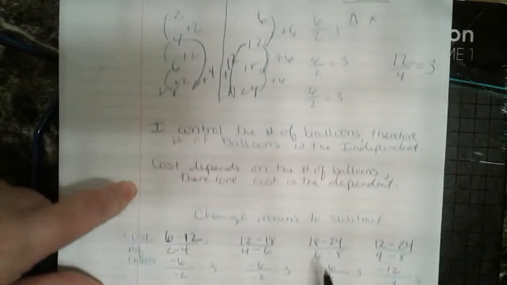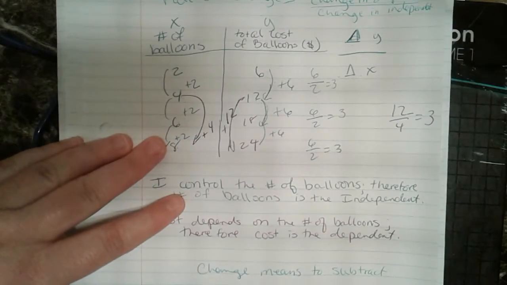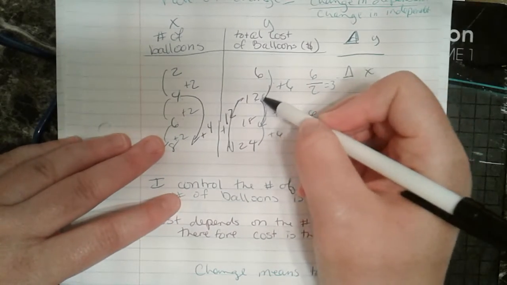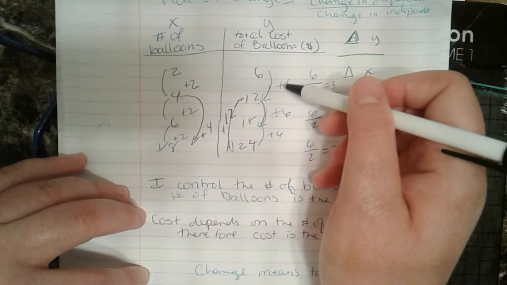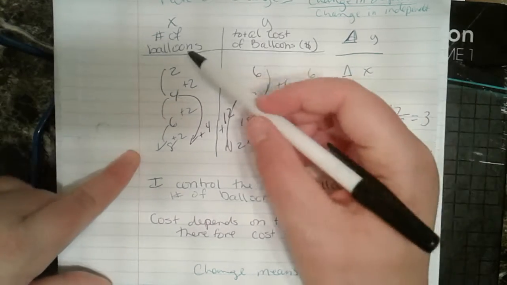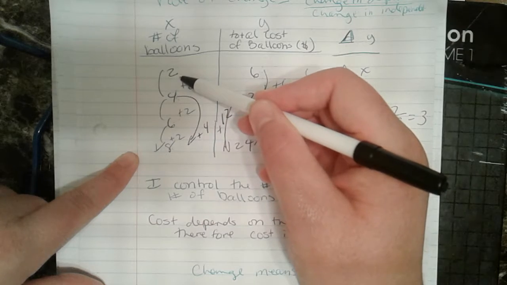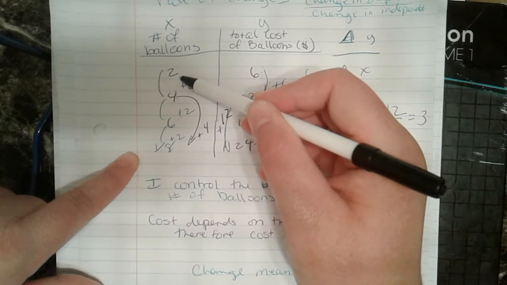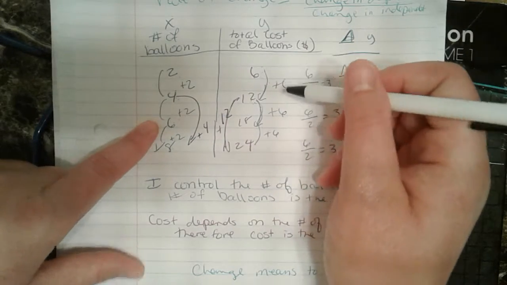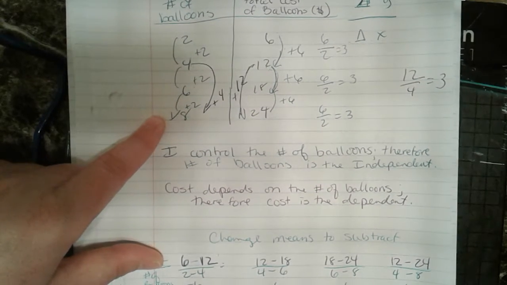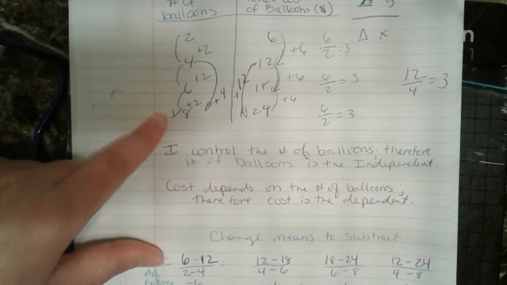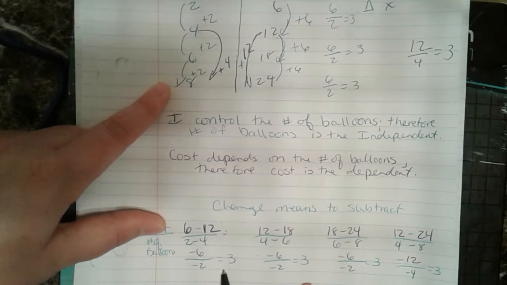Okay, so where did these numbers come from? How did I get these numbers? Well, I got them from the chart. I went backwards. I said 12. If I went from 12 to 6, that was negative 6, right? Okay. Well, 4 to 2 is negative 2. And that gave me the 6 minus 12, 2 minus 4 over negative 6, negative 2. And that gave me 3.